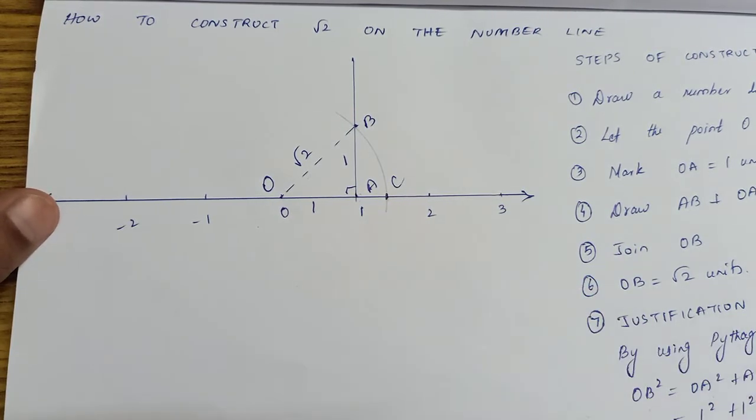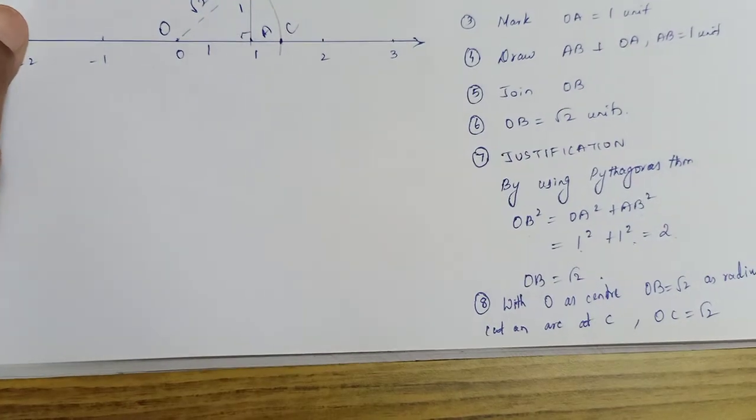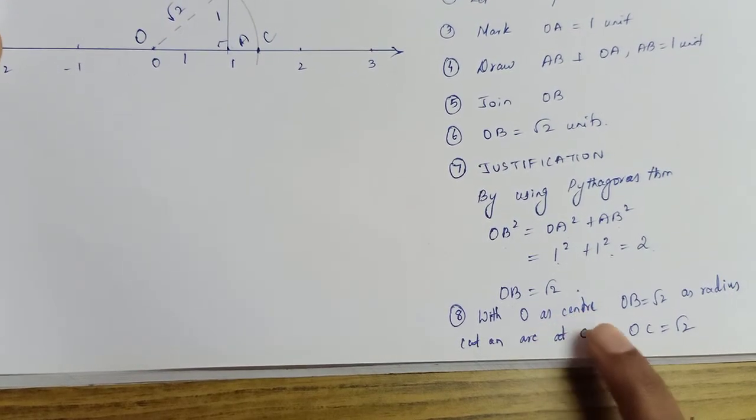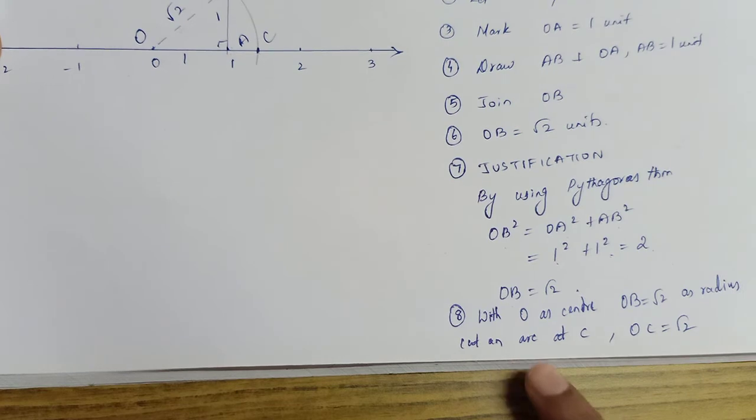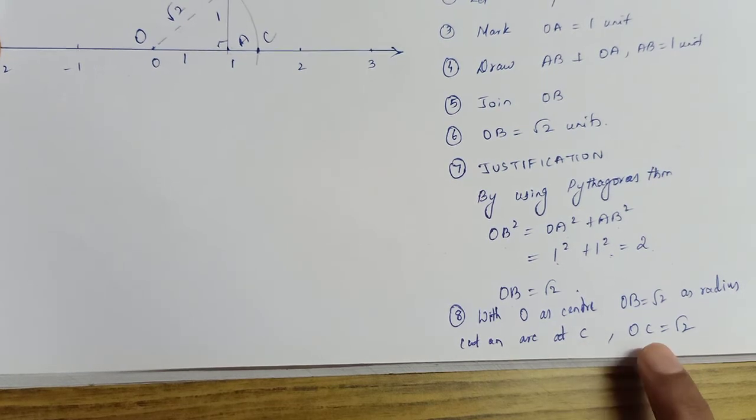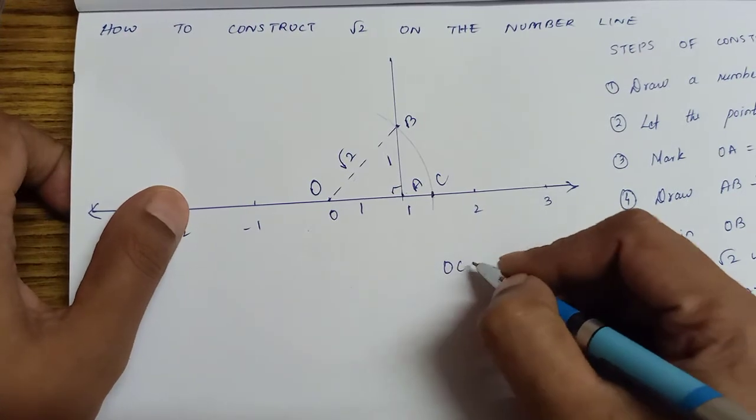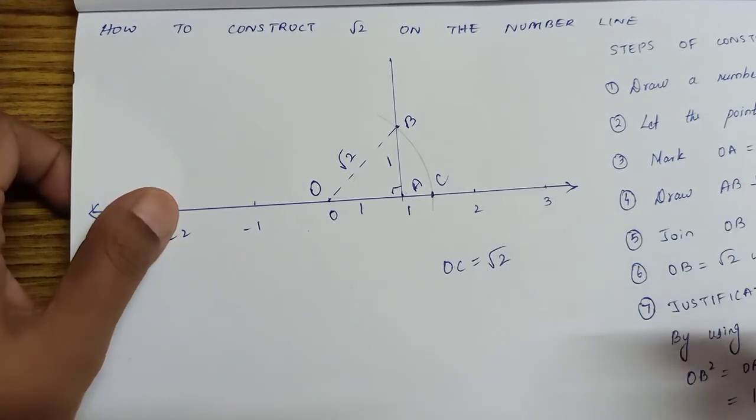So we will make that as the last step of construction. So this is the last step: with O as center and OB as radius, what did we do? We cut an arc. The arc we marked as C and OC is equal to square root of 2. So we write at last here OC equal to root 2 units.